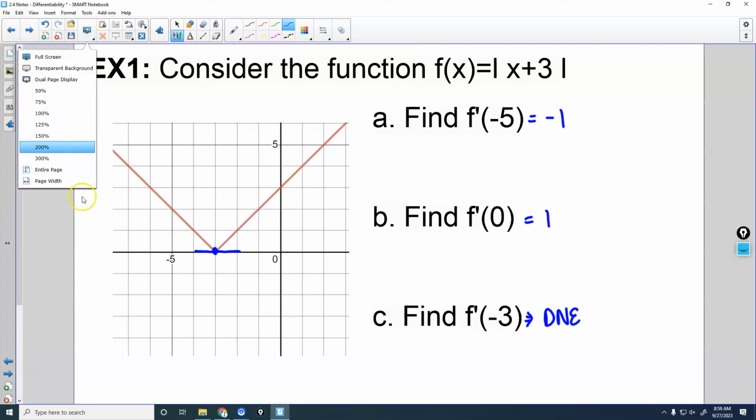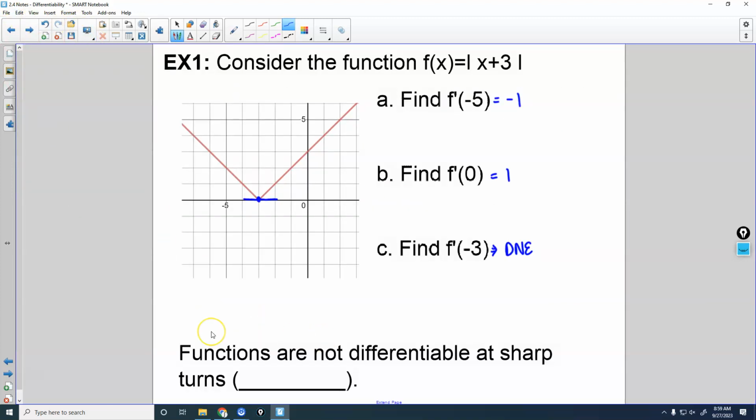I need to zoom out a little bit, don't I? There we go. All right. Functions are not differentiable at sharp turns. If it is a smooth turn, if it's curved, if that was a little bit curvier and looked like that, then it could be differentiable. But if you have a sharp turn, right, so any type of sharp turn where it's a little bit pointy, your function is not differentiable at that point.